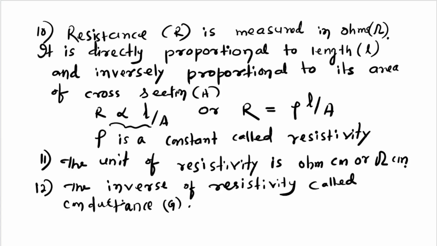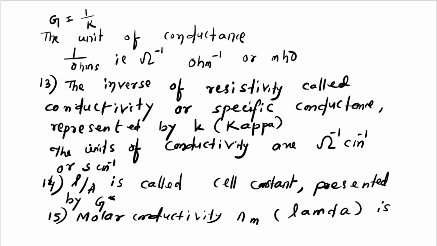The inverse of resistivity is called conductance. Inverse of resistivity means what? Rho is the resistivity, so inverse means 1 by rho. That is called conductance. Are you clear? These are all the same thing. Try to remember all the important points here. Then G equals 1 by R. The unit of conductance is ohm inverse, that is mho.